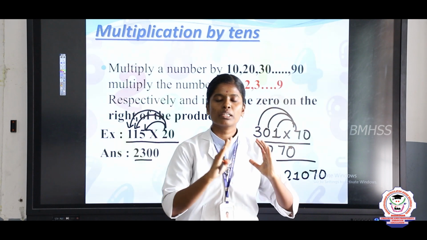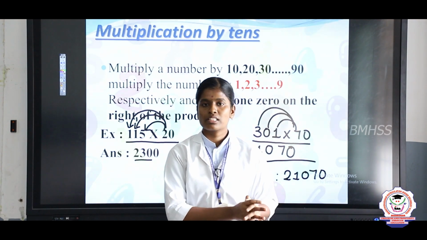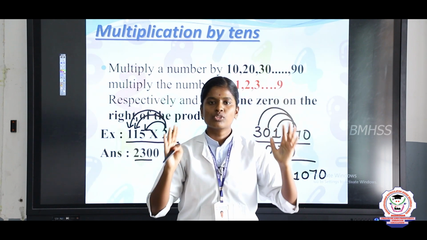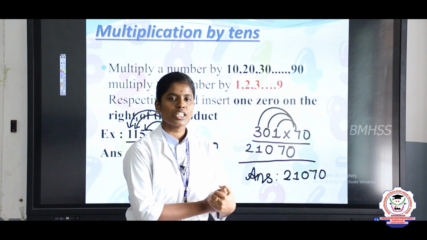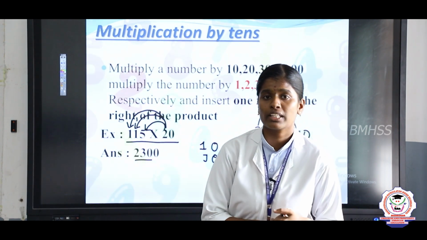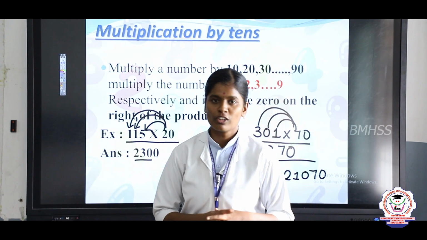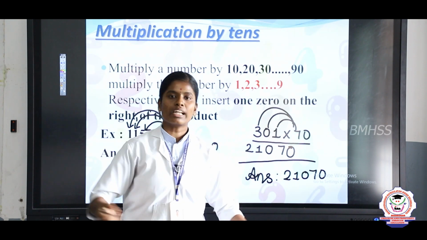The topic is multiplication by tens. Multiplication by tens means the tens form: 10, 20, 30 up to 90. Next we are going to see multiplication by the hundreds form, that is 100, 200, 300, 400 and up to 900.